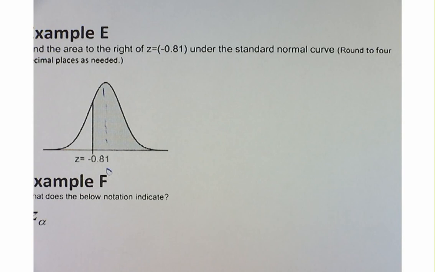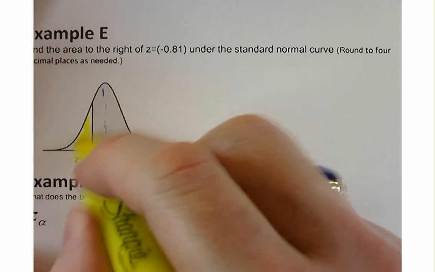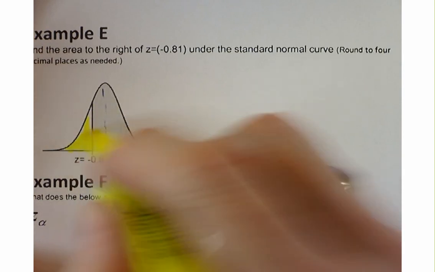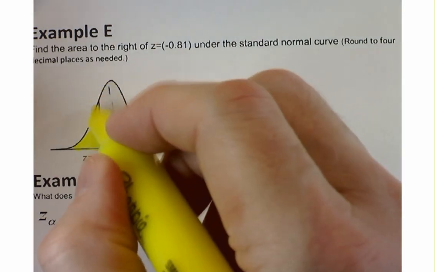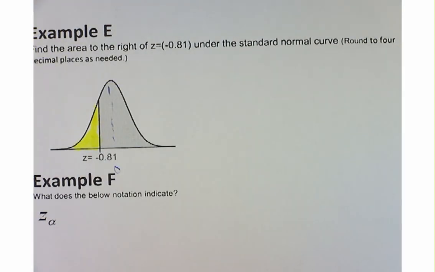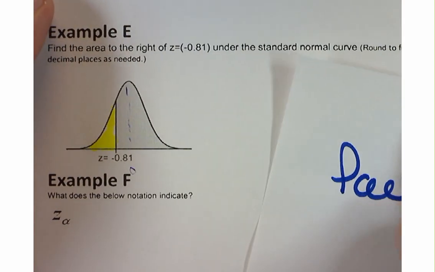Now keep in mind that when you type in negative 0.81 on Google Sheets, it's going to give you this area here to the left. Somehow or another, you're going to have to figure out how you want to get the area to the right of negative 0.81. And there's a couple ways you can do it. Give yourself a chance at that.